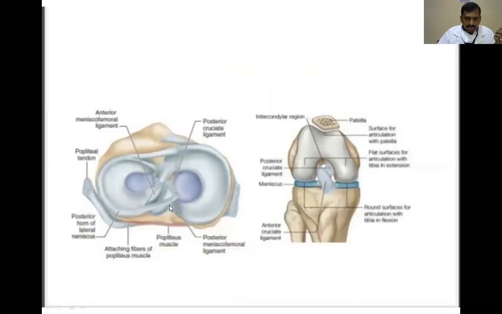This is the posterior cruciate ligament. This is the anterior cruciate ligament, because it is attached to the tibia in the anterior part, and this one is attached to the tibia in the posterior part. This is the posterior cruciate attachment. This is the anterior cruciate ligament. That is why it is called anterior cruciate ligament and this is called posterior cruciate. These are the ligaments.